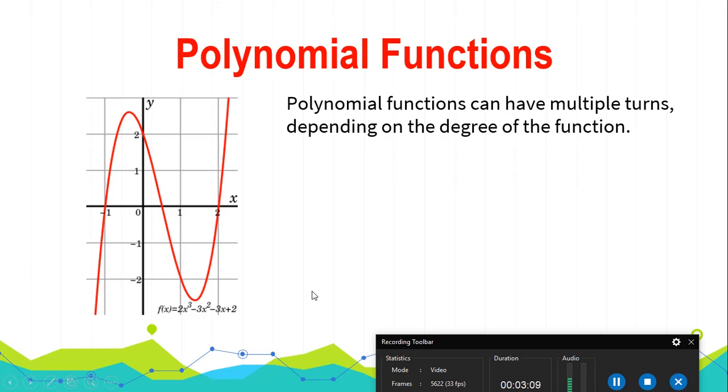Now, polynomial functions, we said, are going to be very curvy. They have lots of turns. They look like a roller coaster. The degree of the function will control the number of turns that the polynomial function has. So in this example, this is a 3rd degree polynomial. It doesn't match the function on the graph, but this is also a 3rd degree polynomial.